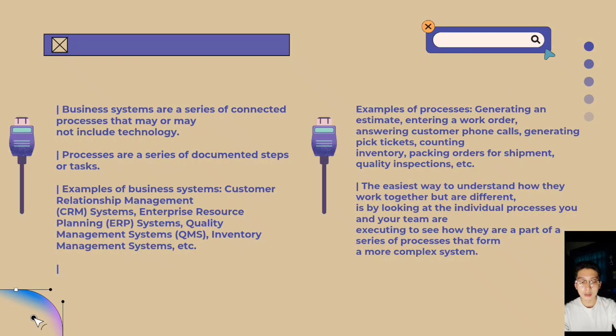Business systems are the series of connected processes that may or may not include technology. Processes are the series of documented steps or tasks. Examples of business systems: customer relationship management, CRM systems, enterprise resource planning, ERP systems, quality management systems, QMS, inventory management systems. Examples of processes: generating an estimate, entering a work order, answering customer phone calls, generating pick tickets, counting inventory, packing orders for shipment, quality inspections. The easiest way to understand how they work together but are different is by looking at the individual processes you and your team are executing to see how they are part of a series of processes that form a more complex system.